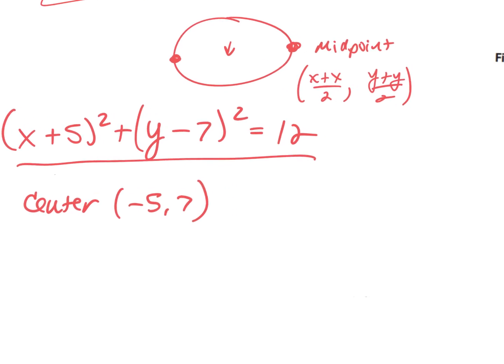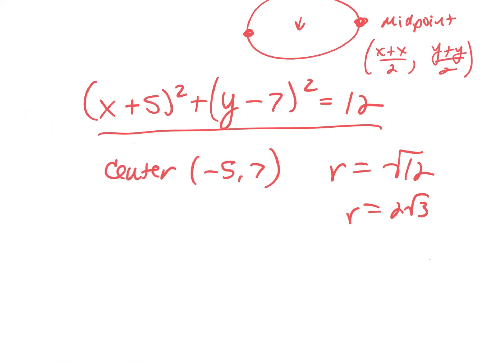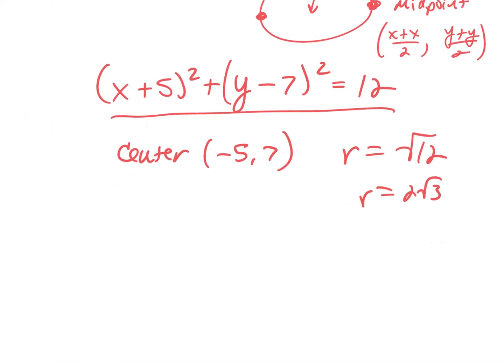What would my radius be? The square root of 12. Do I leave it like that? No. What does 12 break down into? 2 square root of 3. Good. Very good. So remember, your equation is radius squared. If you have a question and it says something like this, they won't write it backwards. They might, but.